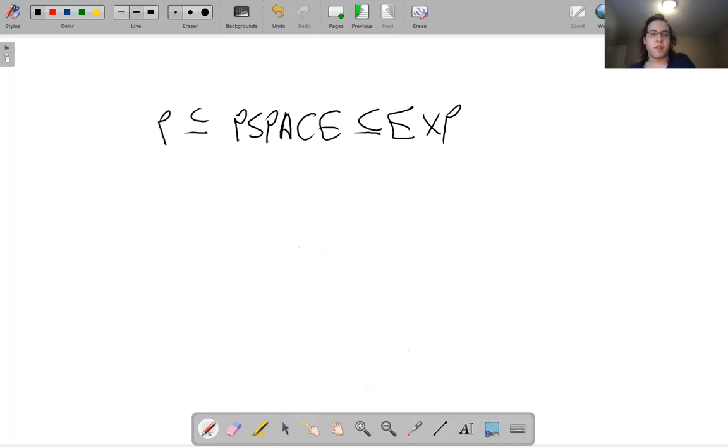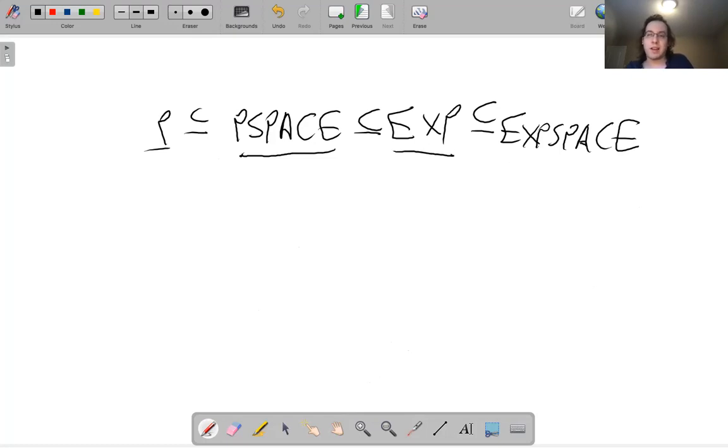So we can write this chain like this. The time class is always a subclass of the equivalent space class with the same bounds. But the space class is a subclass of exponentially more time. So if you add exponentially more time, then you get something bigger than the space class. And you can keep going with this chain, like you can do EXPSPACE, the double exponential things. There's no limit to how far you can go, getting larger and larger classes.